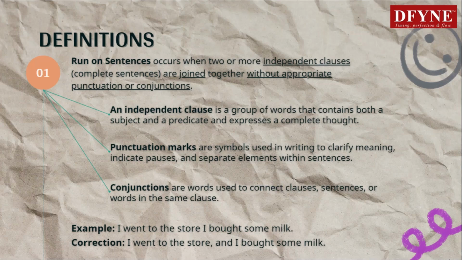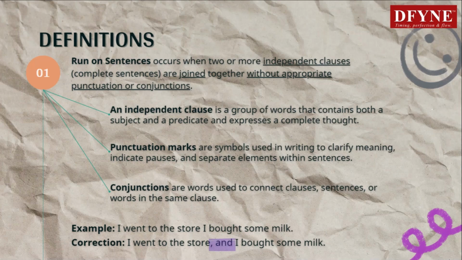Let's bring all of these elements together using an example. I went to the store is one independent sentence. I bought some milk is another independent sentence. These are complete thoughts by themselves and do not require any additional information. These two independent sentences are not connected using any punctuation or conjunction or both. This is what is commonly referred to as a run-on sentence: two or more independent sentences one after another.